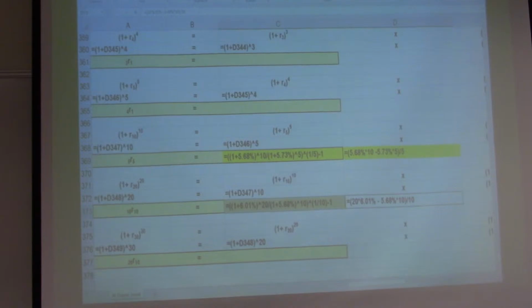Yeah, so these two. Let's see. So with this equation, you do this math. You deposit at 6.01% for 20 years. It's the same as depositing at 5.68% for the first 10 years and at 6.34% for the next 10 years. You get the same results.